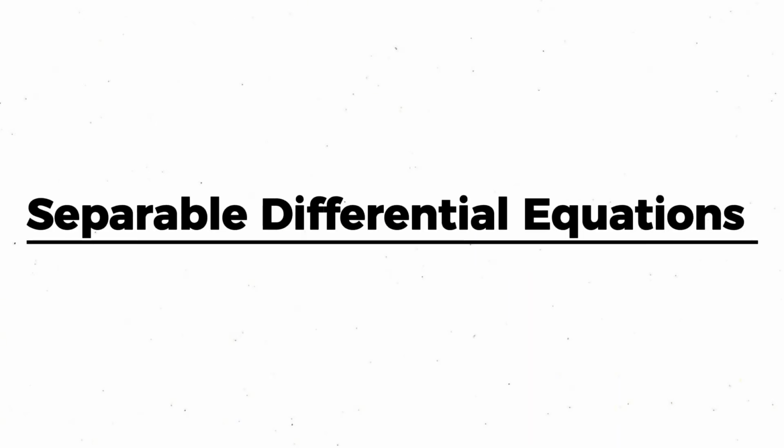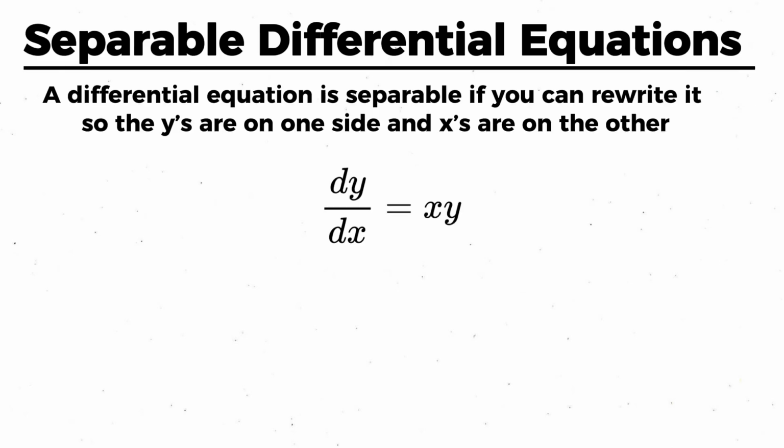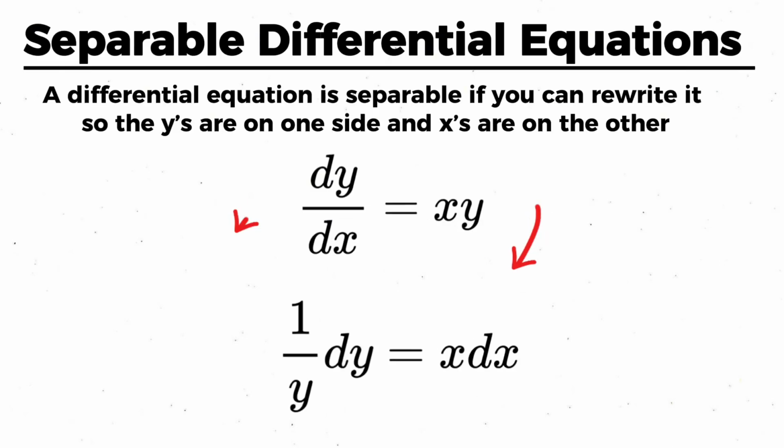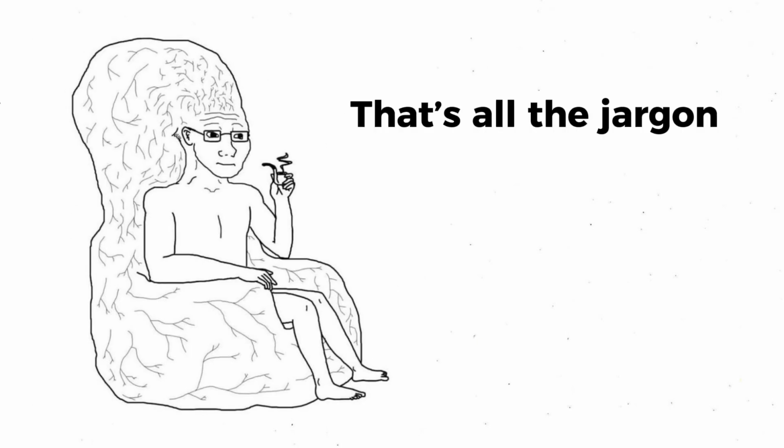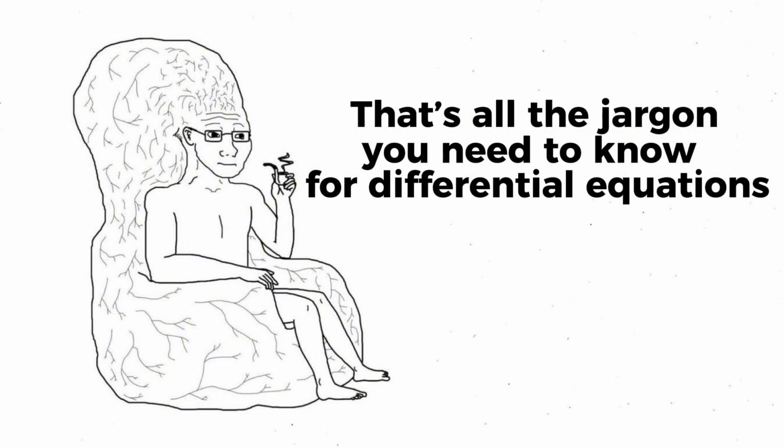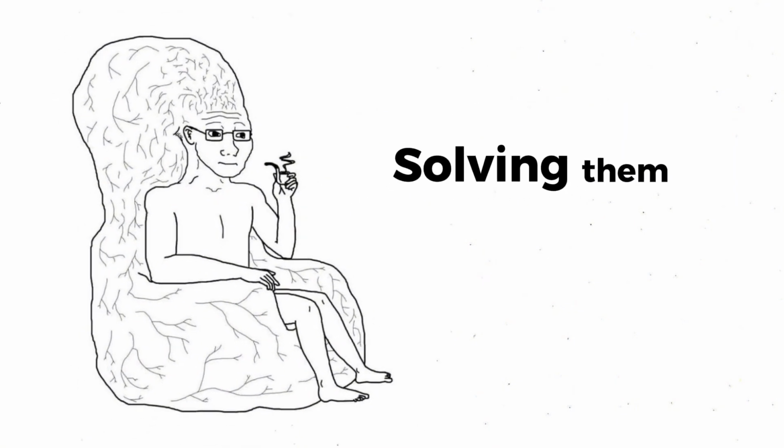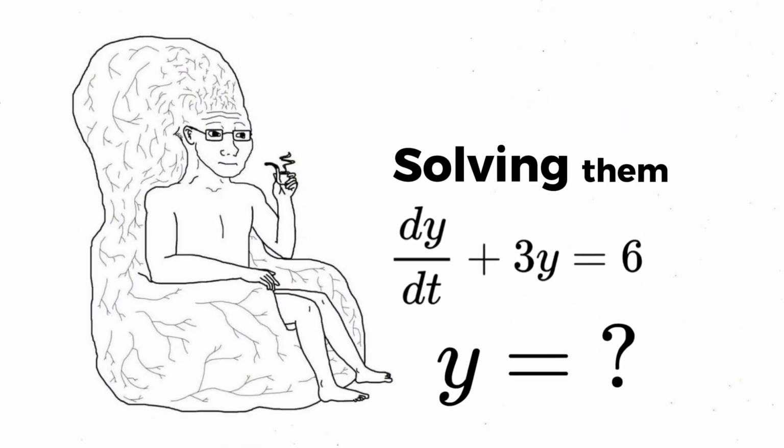Separable differential equations. A differential equation is separable if you can rewrite it, so the y's are on one side and x's are on the other. That's all the jargon you need to know for differential equations. Solving them, you're just trying to find the dependent variable.